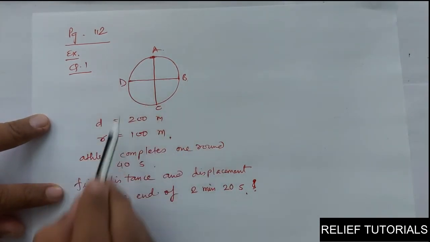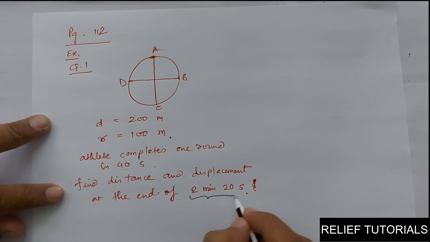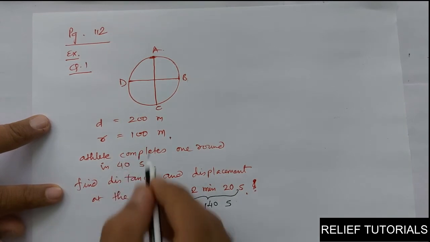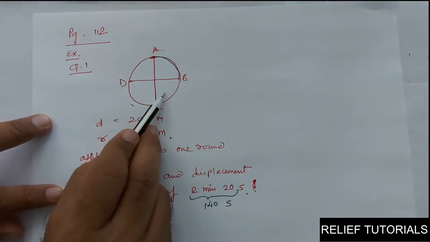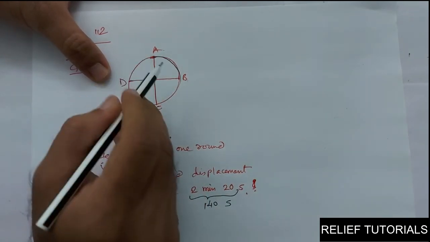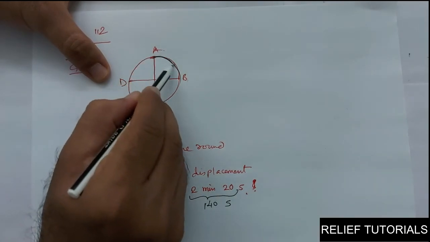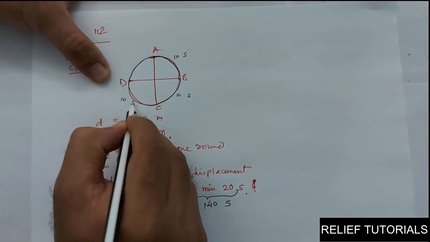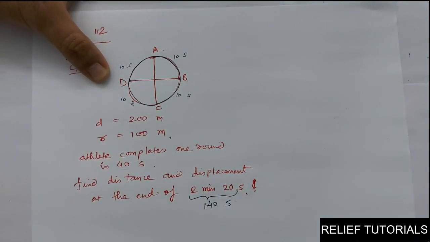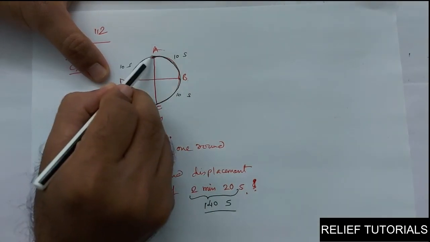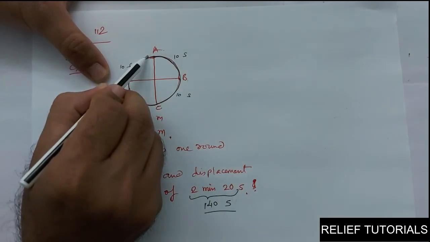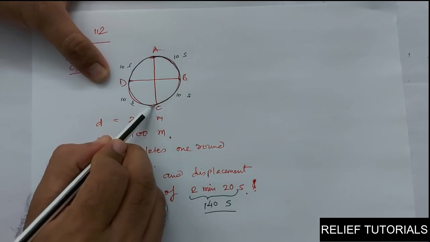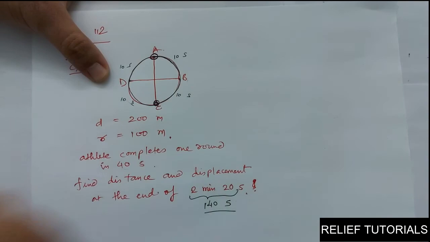He completes one round in 40 seconds, but he is traveling continuously for 140 seconds. 2:20 means 2 minutes, 120 seconds, and 20 more, so 140 seconds. In 40 seconds he completes one circumference, so we can divide the whole circumference into four parts of 10 seconds each. He is continuously running for 140 seconds: 40, 80, 120, 130 and 140. So if he starts his journey from A, after 140 seconds he will be at point C. This is the initial point and this is the final point of the journey.